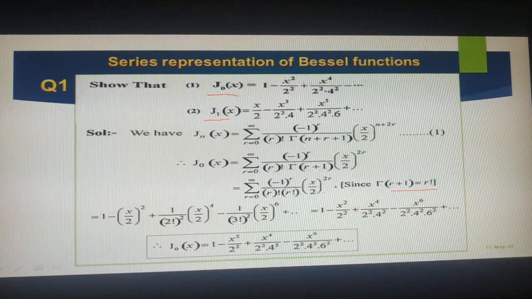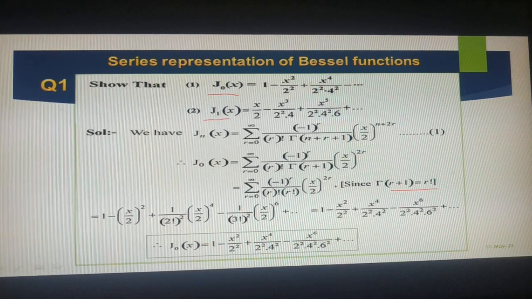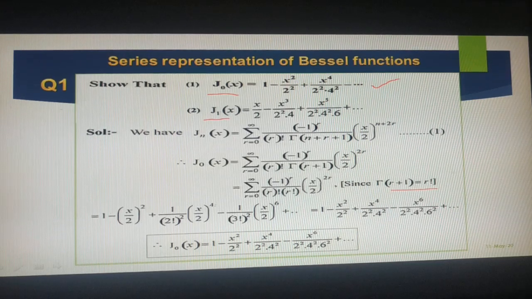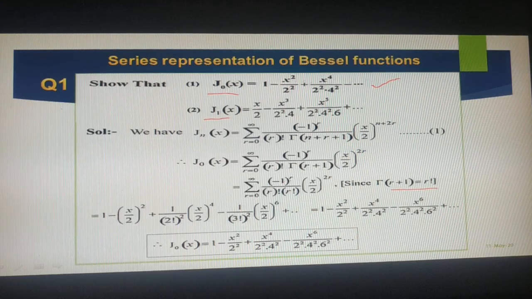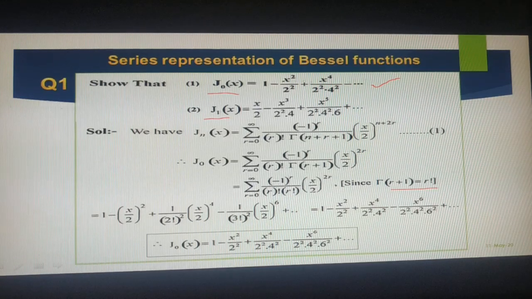This is in the form of a summation, but they are asking us to represent it in terms of an infinite series, so it is better to expand it. We start with r equal to 0. If I substitute r equal to 0, I get 1 by 0 factorial into 0 factorial, that is 1, since you know the value of 0 factorial is 1. Then x by 2 to the power of 2r, where r is 0 here, and any number to the power 0 is 1.